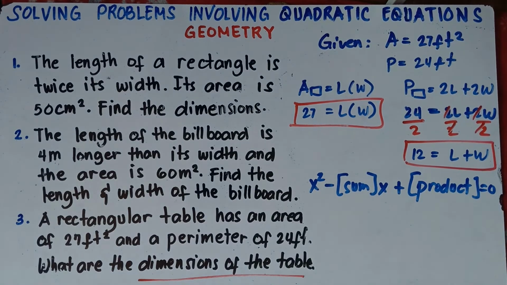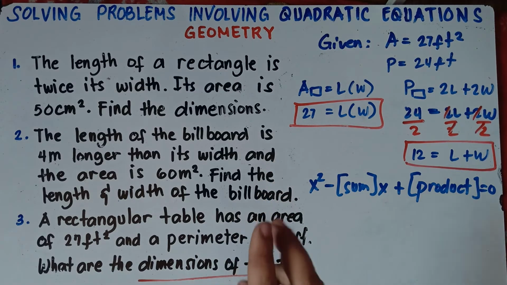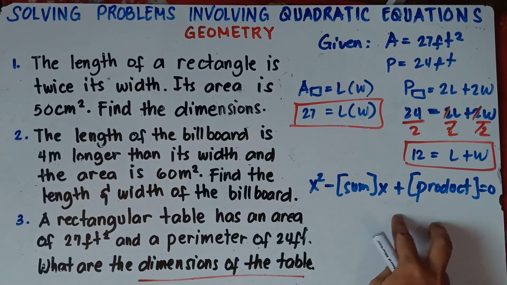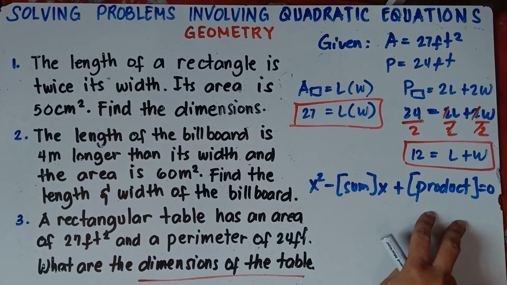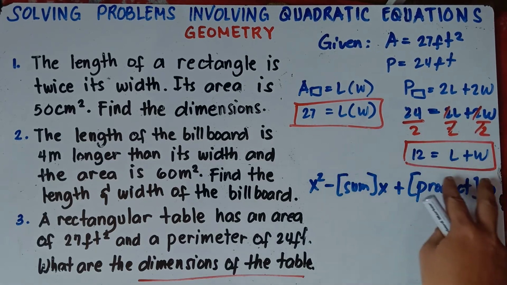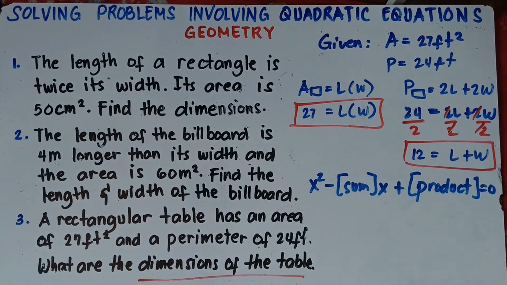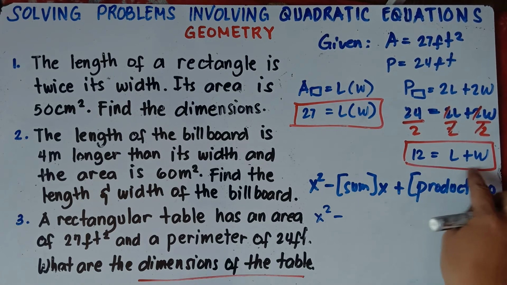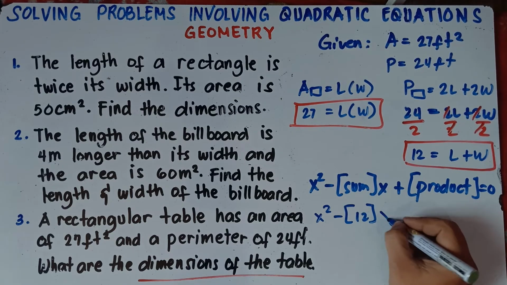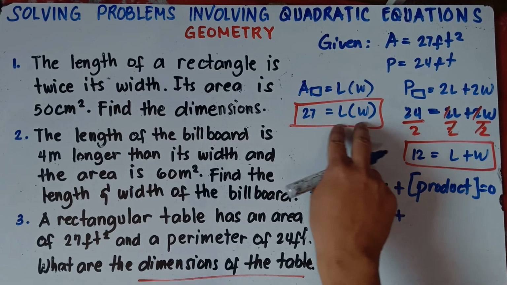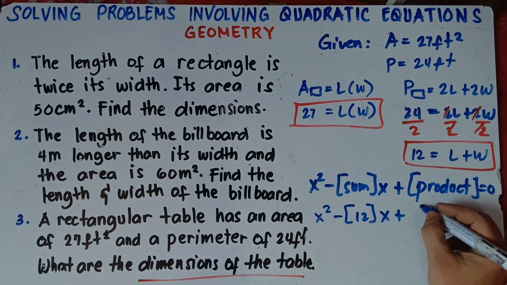Now you'll be asking, sir, when can we use this one? If you have this kind of problem, class, where the area and the perimeter are given, therefore you can use the sum and product of a quadratic equation. So this is the product and this will be the sum. We can write this as x squared minus the sum, the sum of L plus W, that is 12. So copy 12 times x plus the product of length times W, that would be 27.